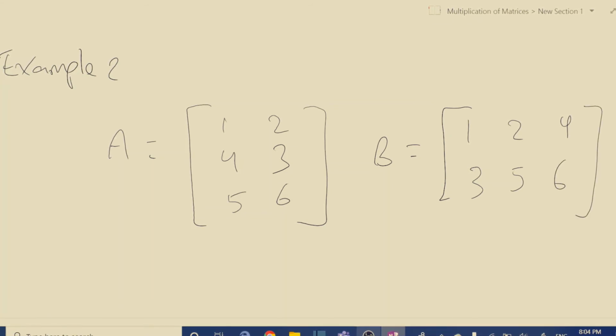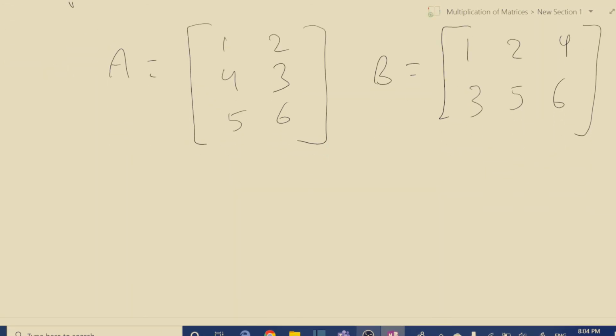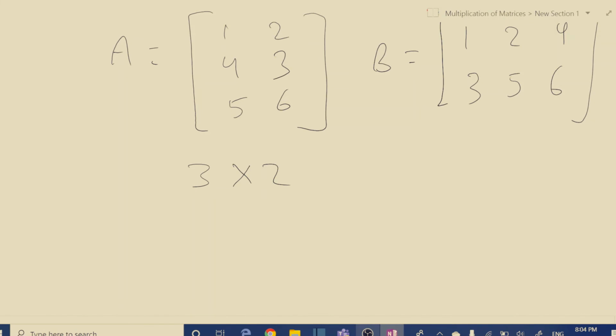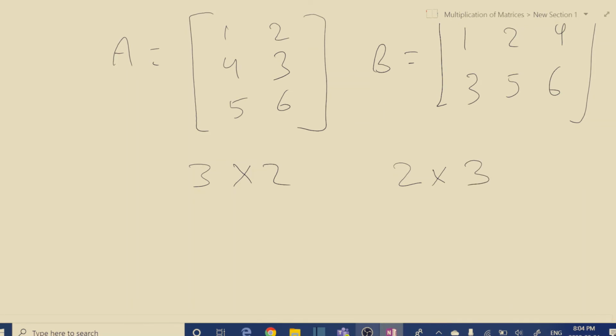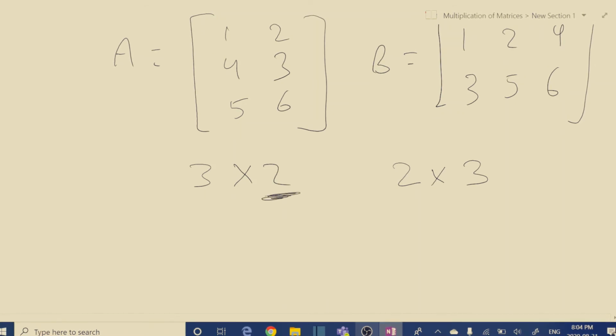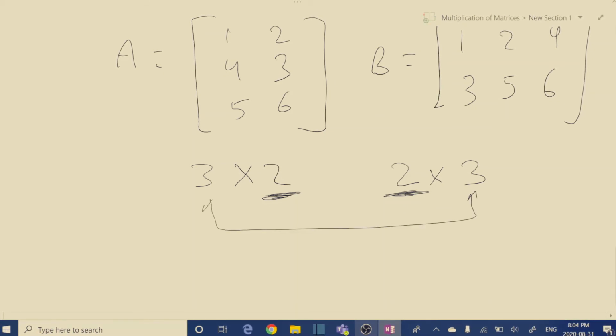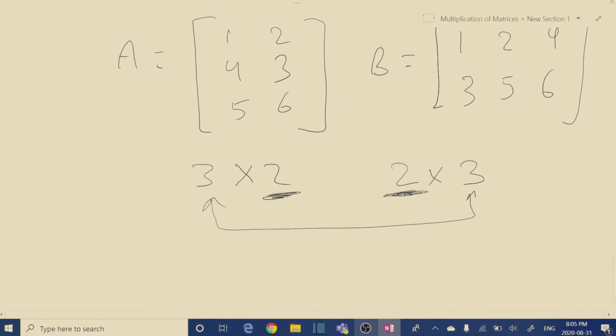Okay, so first step, we have to identify the size of the two matrices. So this is how many rows? There are 3 rows. And how many columns? There are 2 columns. This is 3 by 2. What about B? There are 2 rows. And how many columns? There are 3 columns. So the number of columns in the first matrix is equal to the number of rows in the second matrix. So we can proceed and multiply. But our final matrix must be 3 by 3, so the number of rows in the first matrix and the number of columns in the second matrix.